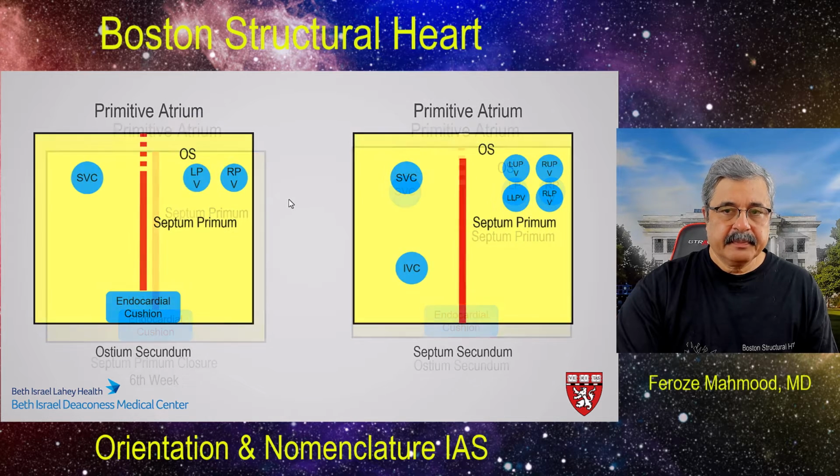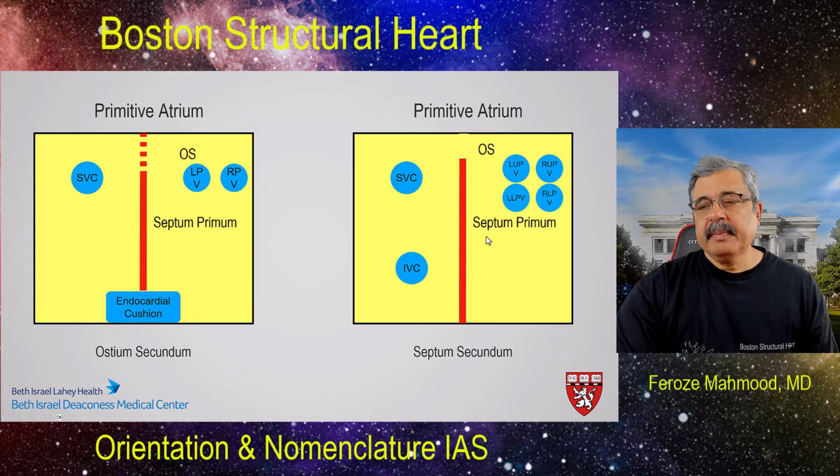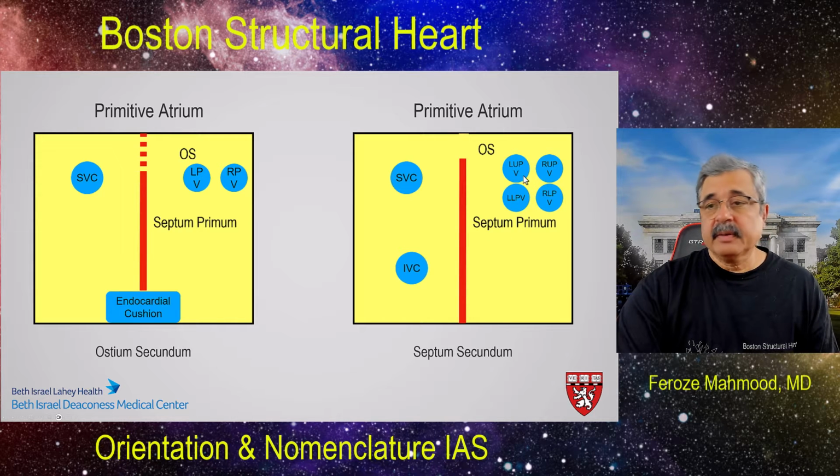The next thing is now that we have a septum primum that has fused with the endocardial cushions, we have the SVC ostium on the right side, the left pulmonary vein and the right pulmonary vein. And by the 8th week, we also have the IVC ostium, and the pulmonary veins are further subdivided into left upper, left lower, and right lower pulmonary veins.